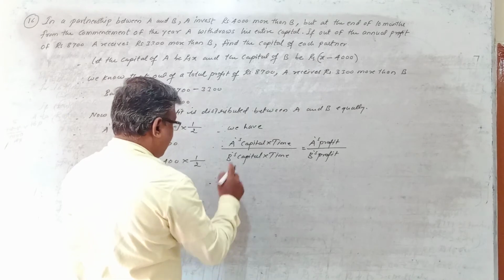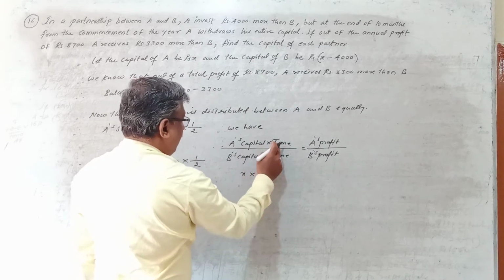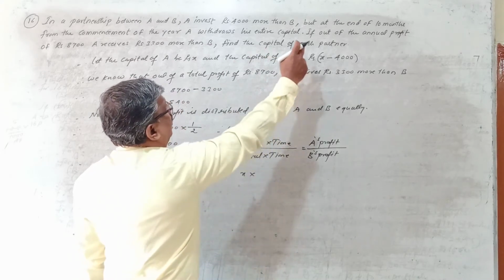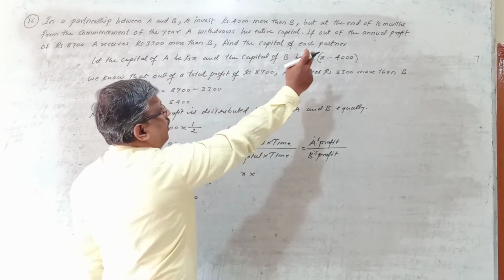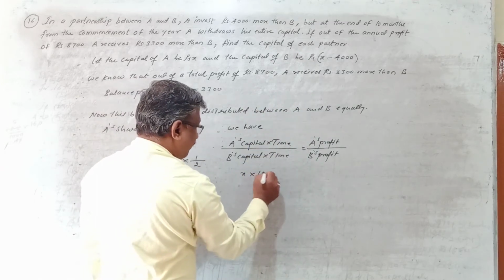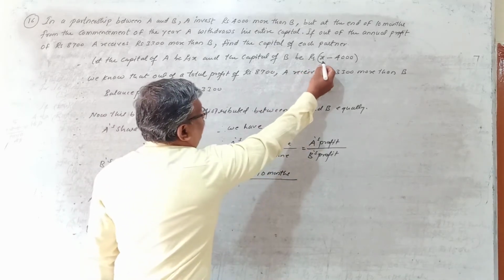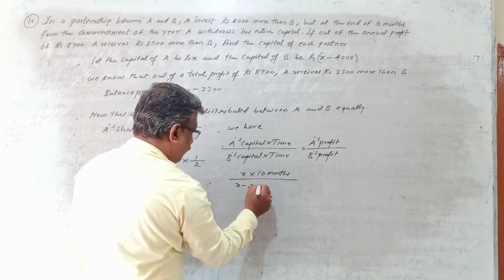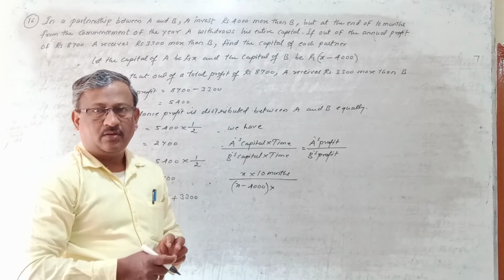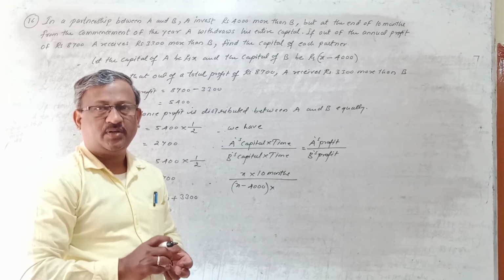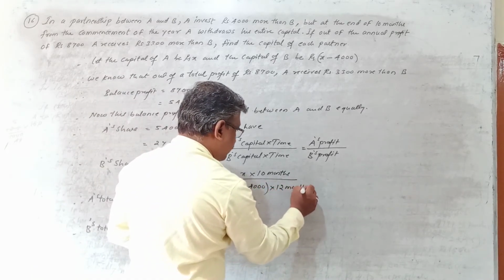So what is A's capital? A's capital we have assumed as X, multiplied by his time. A, at the end of 10 months from the commencement of the year, has withdrawn his entire capital, which means he was in the business only for 10 months. So his time is 10 months. Divided by B's capital, which is X minus 4,000. About B nothing is mentioned, which means his capital is used for the full year, that is 12 months. So you multiply his capital by 12 months.